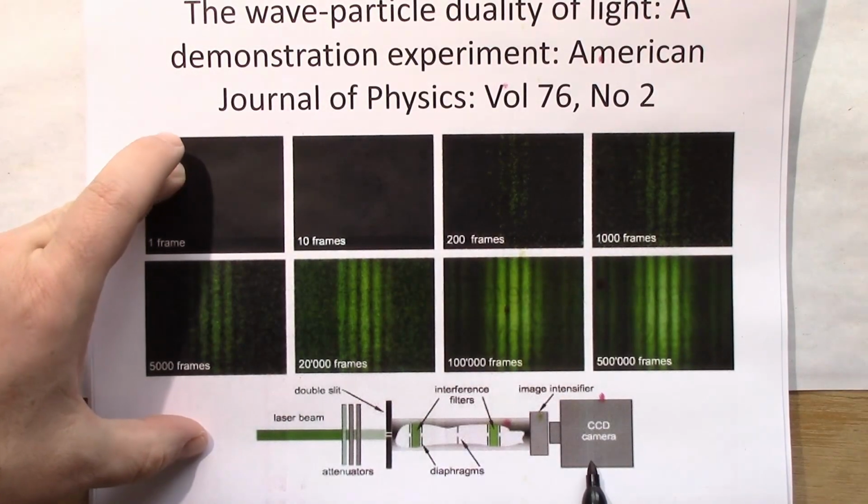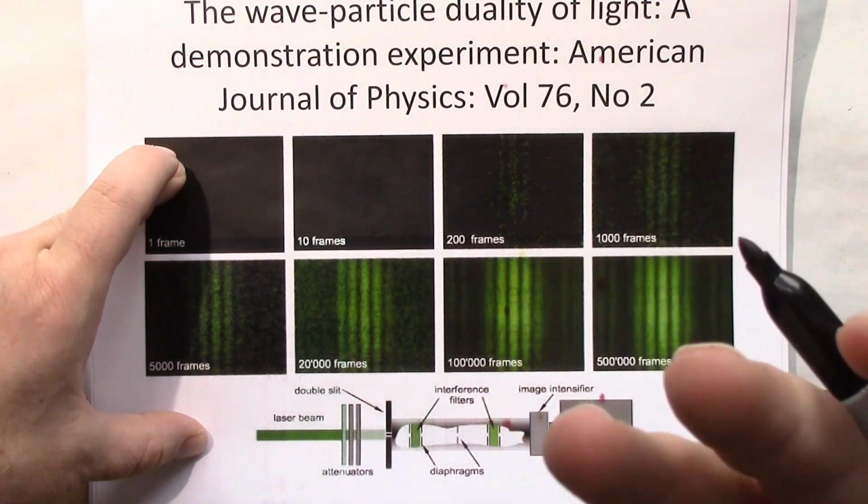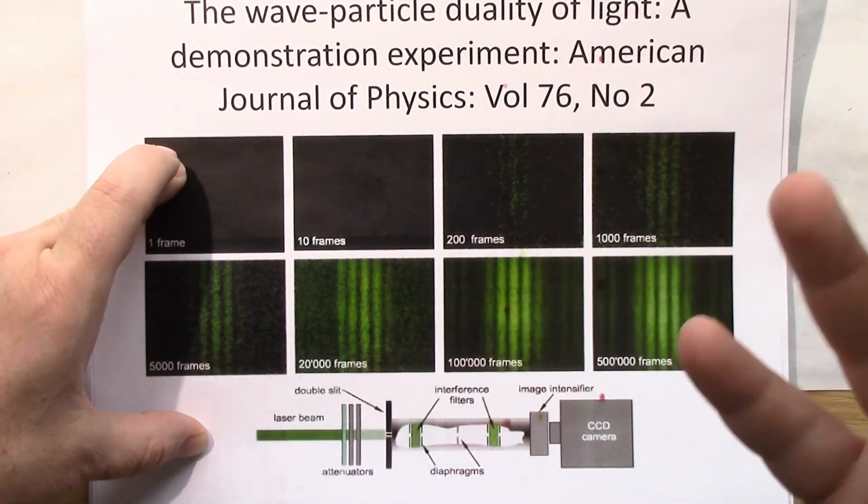Here is that they have a CCD camera going into an image intensifier. A CCD camera is a normal movie camera, like what I'm using to videotape this right now.